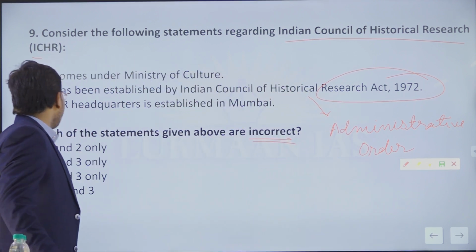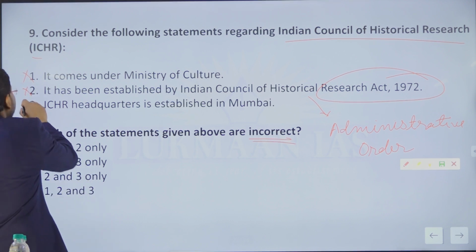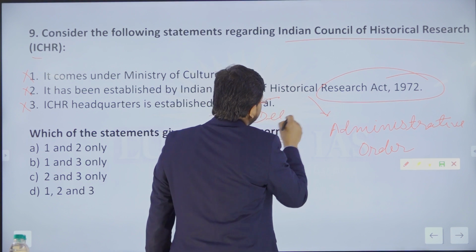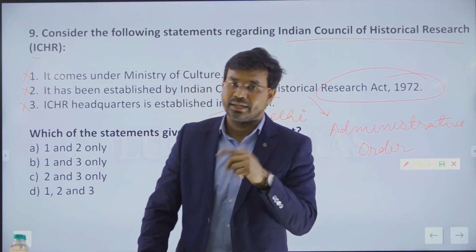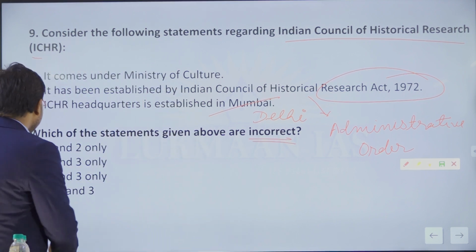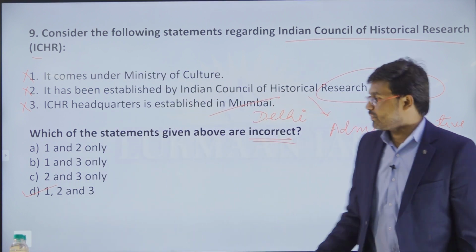Third statement, ICHR headquarters is established in Mumbai. This is incorrect. The ICHR headquarters is in Delhi. Then it has its regional centers in India, in Kolkata and other places. So all three statements are incorrect, and our answer will be option D. Option D is the right answer for this question.